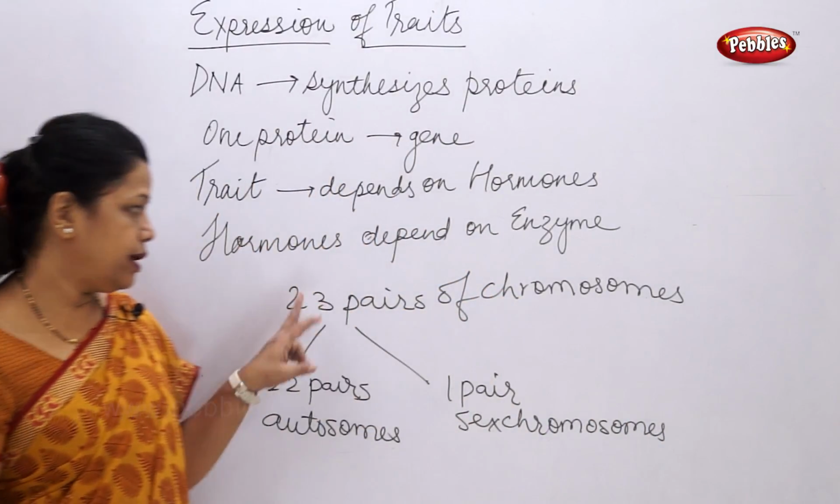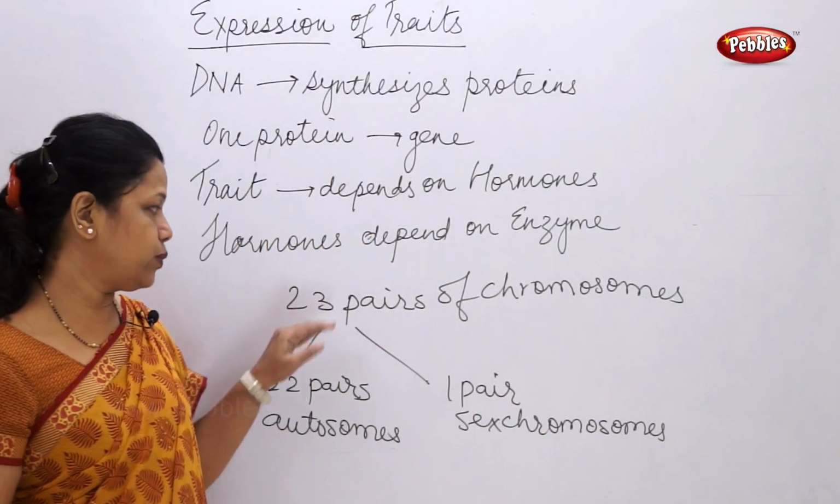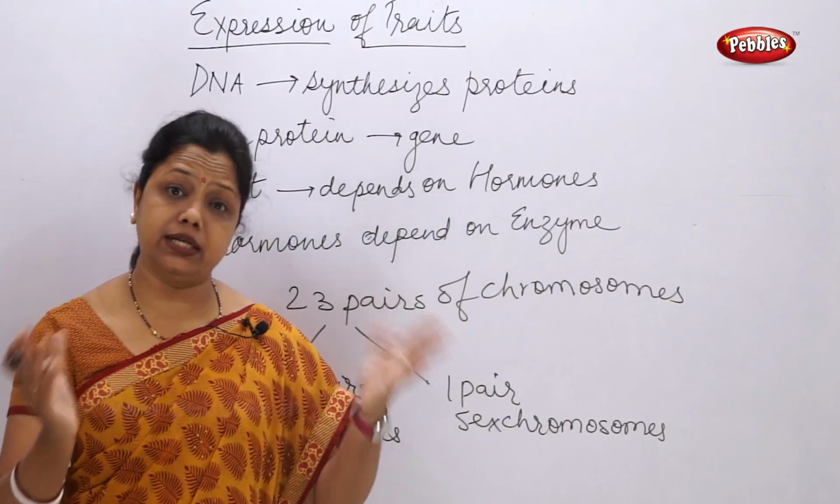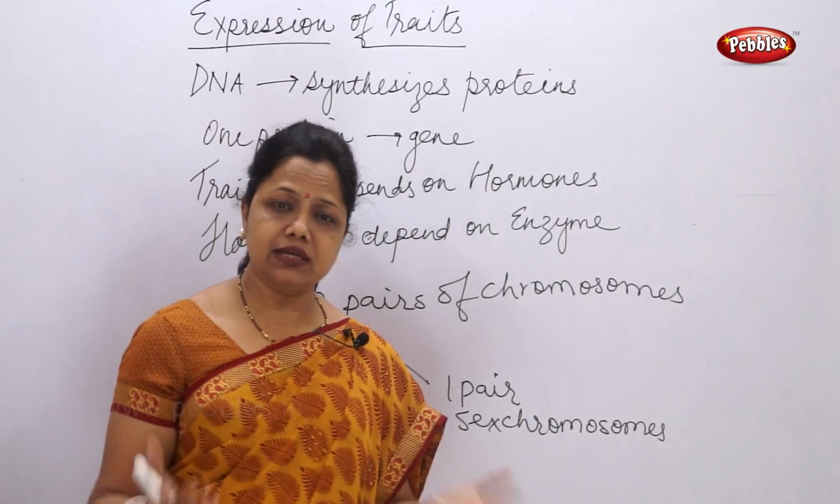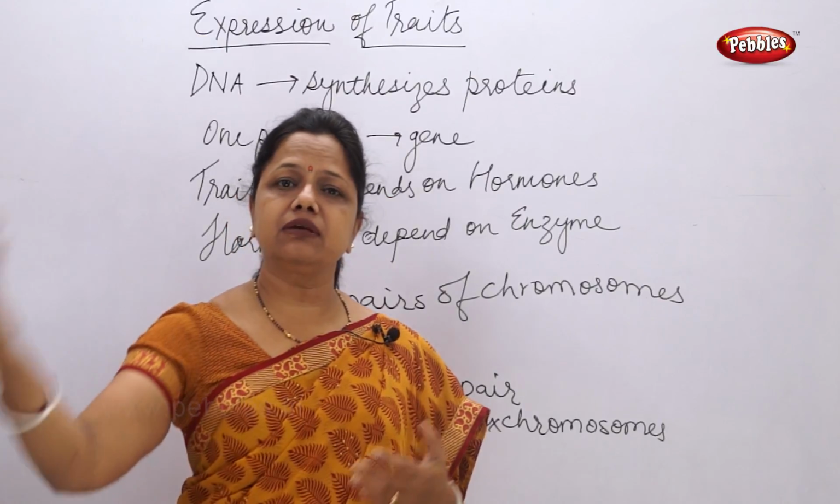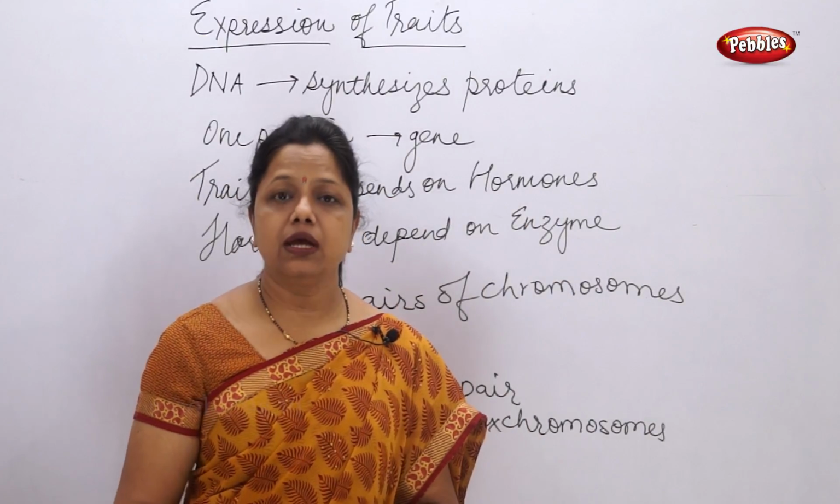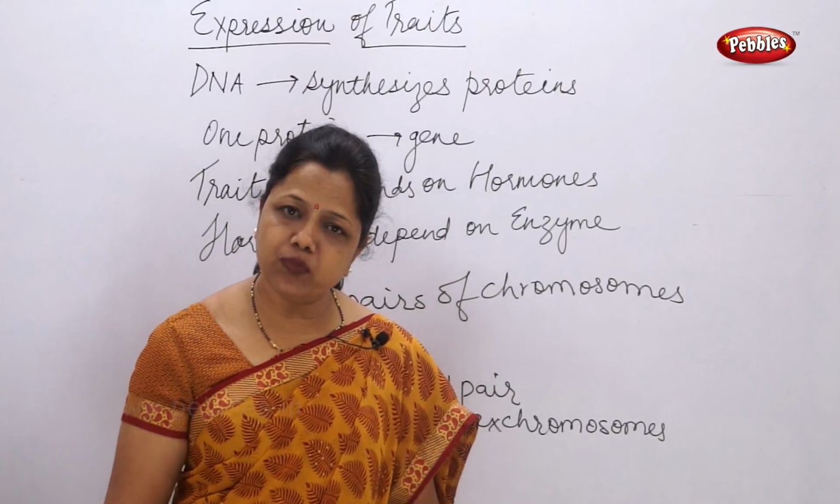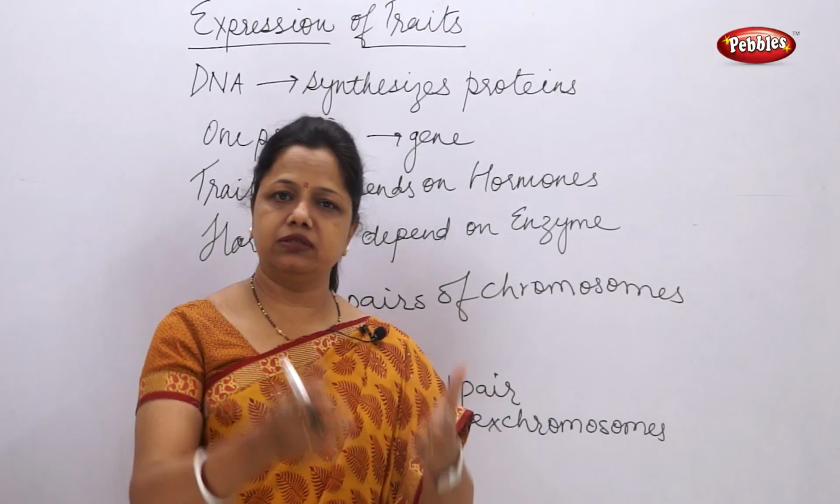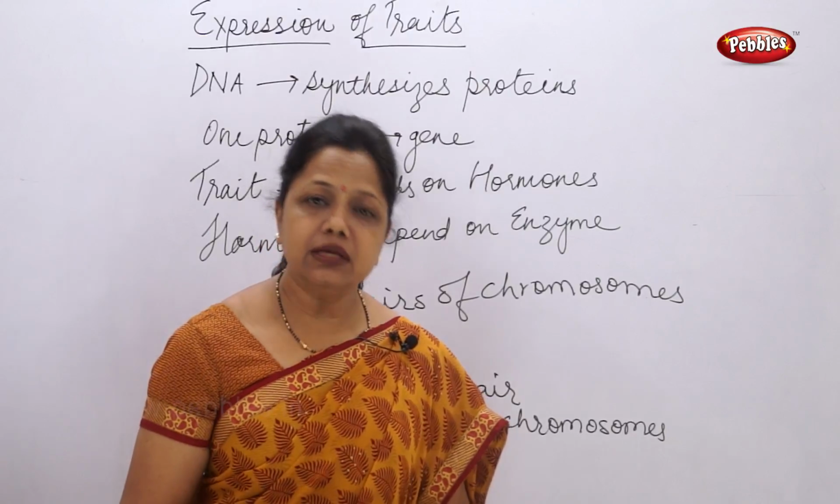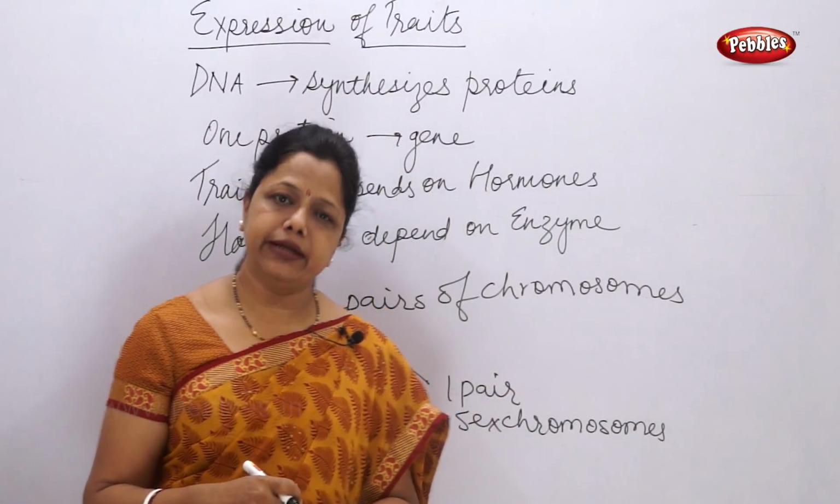What's happening in each human being? There are 23 pairs of chromosomes, that is 46. Out of 46 chromosomes, the male is giving 23 chromosomes, the female is giving 23 chromosomes, and this is how the offspring or the child gets 46 chromosomes back. This is how the crossing over takes place.